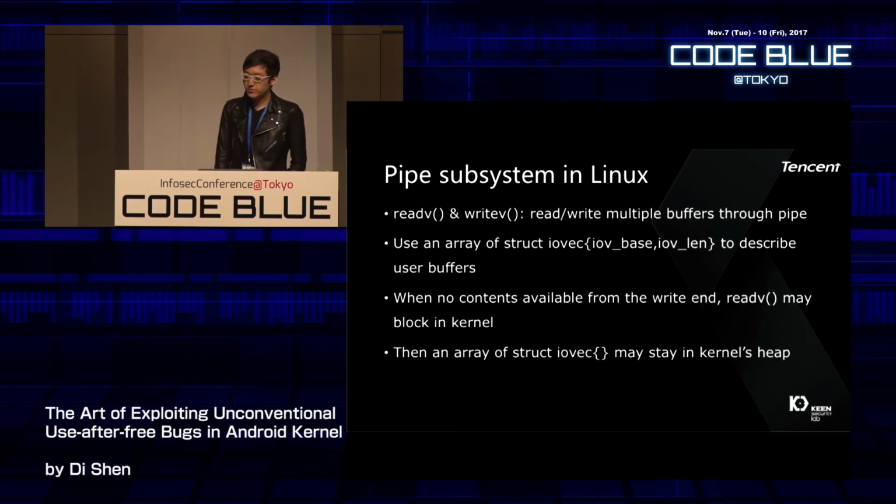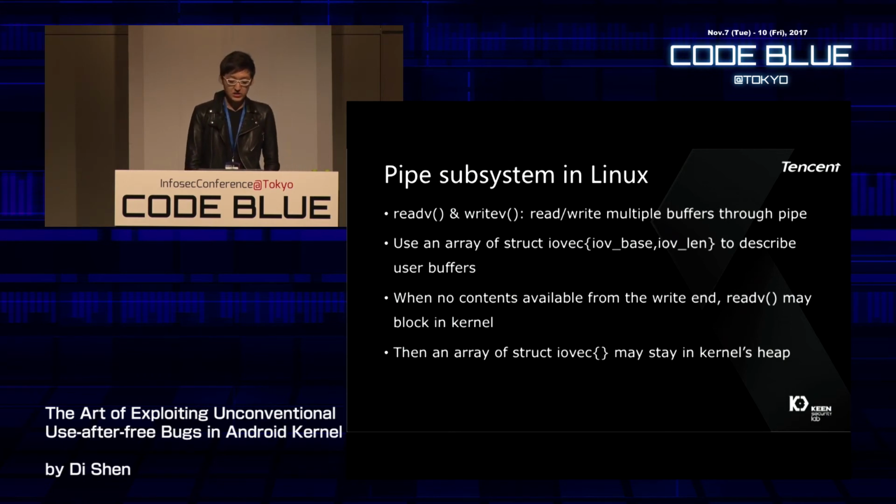So I'd like to propose a new way to exploit the vulnerability by compromising the pipe subsystem in Linux. But before that, let's have a look at some useful features of the pipe in Linux. The first thing is that you can call readv and writev to read and write the pipe in Linux, and it can be used to read and write multiple buffers through the pipe.